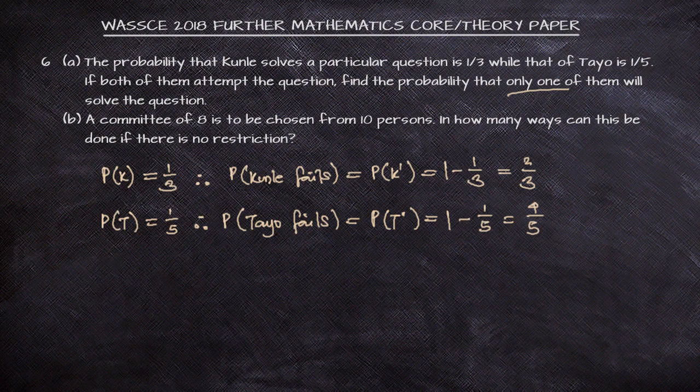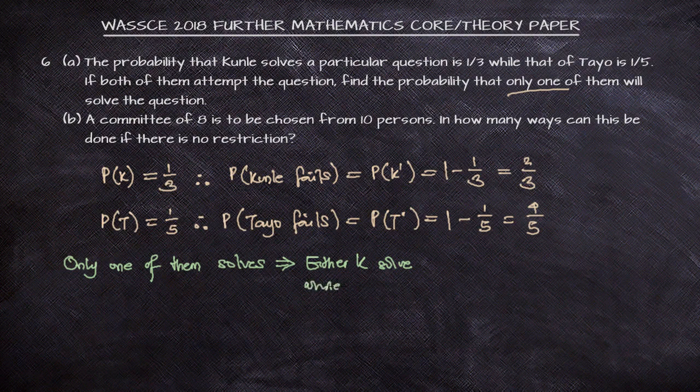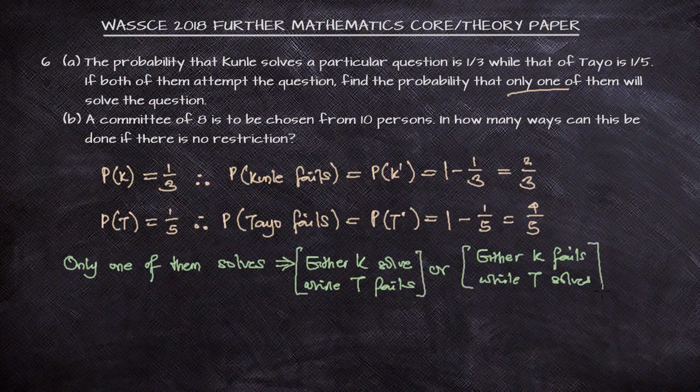Now, we are asked to find the probability that only one of them will solve the question. We have two people attempting some question, and only one of them will solve. That means either Kunle solves the question, and when Kunle gets it, then Tayo fails, meaning that only one solves, or Kunle will fail the question, while Tayo will solve it. Now, this interpretation is a very good indication of how best we can go about solving our question.